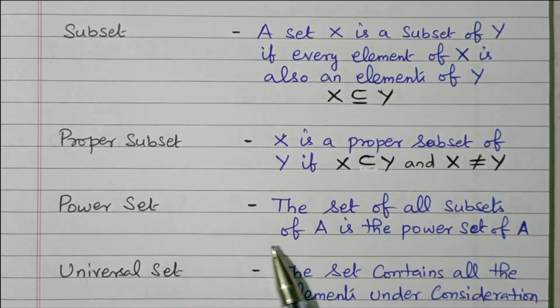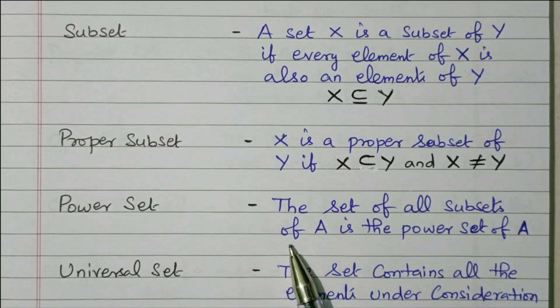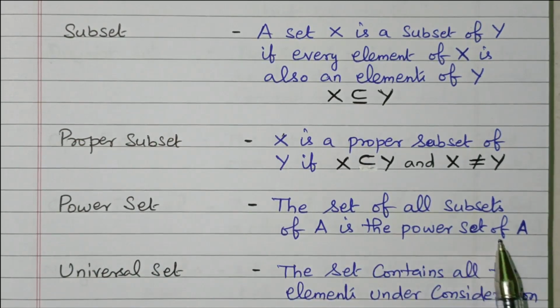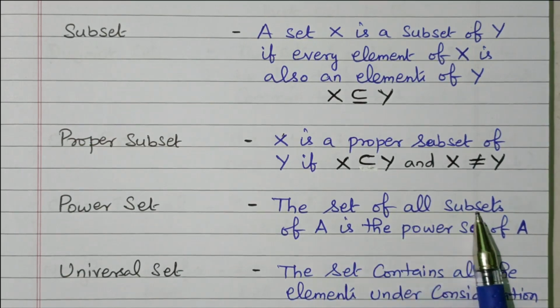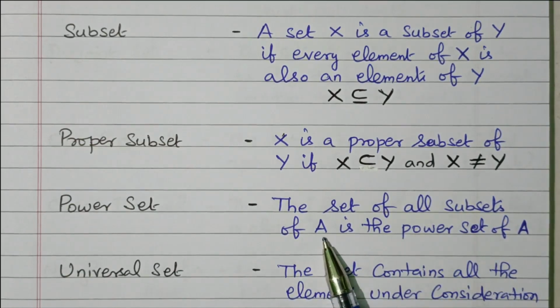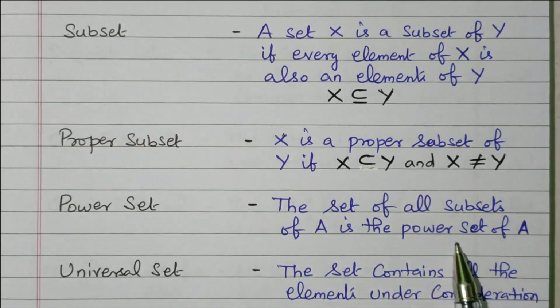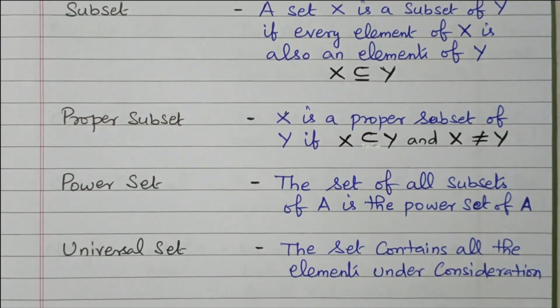Then power set. The set of all subsets of A is the power set of A. That's called a power set. The set of all subsets of A. A is the main set having all subsets. That is the power set of A. That is called a power set.